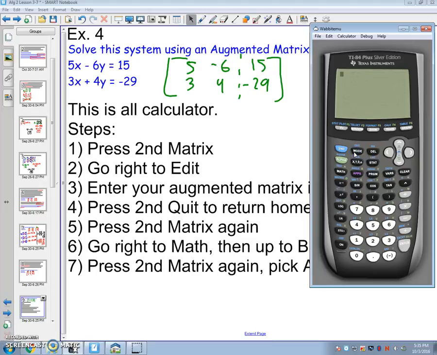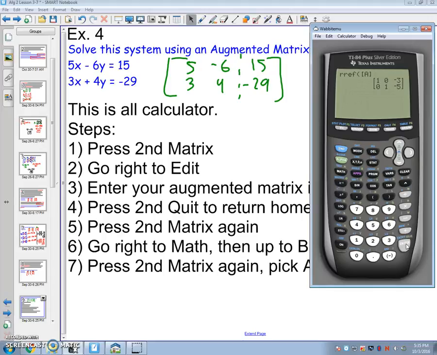Now go back to the matrix by second matrix. Now go right to math. Go up to B. It's RREF. Now it asks you RREF of what? It has to be something in the parentheses. You got to put a matrix. So go back to second matrix again and pick the matrix you called, which in this case is A. Click enter, and it gives you this.